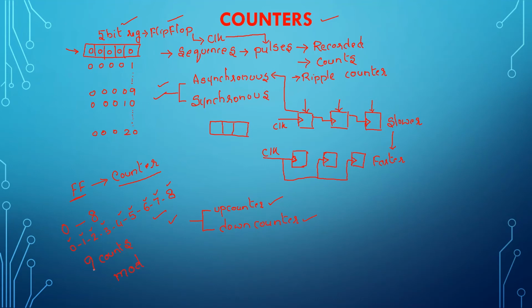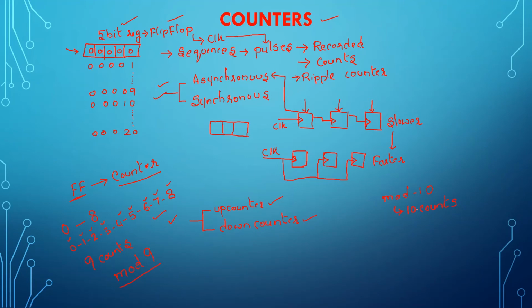So as it is 9 counts here, I need to design a counter with a mod 9. This mod 9 means the number of counts that the counter is going to count. For example, if you say it's a mod 10 counter, you need to understand that this counter is going to give me 10 counts.